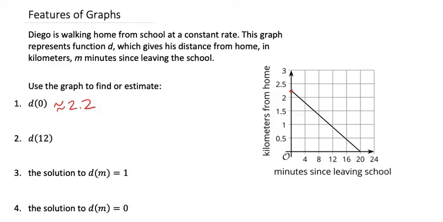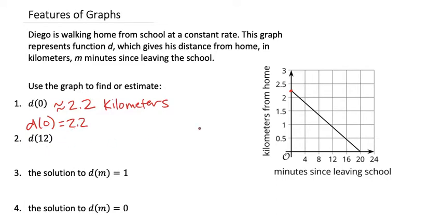It looks to me like it's slightly closer to 2 than 2.5, but if you put 2.2, 2.25, anything like that would probably be okay. So I'm going to say that it's about 2.2 kilometers. Or another way that I could write this is that d of 0 equals 2.2. 0 is the input or the x value, and 2.2 is the output or the y value.